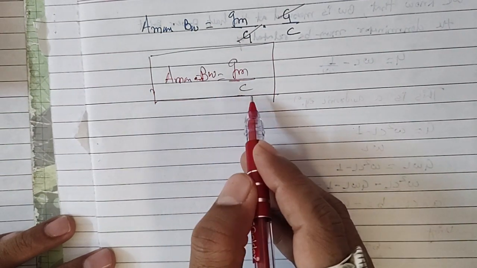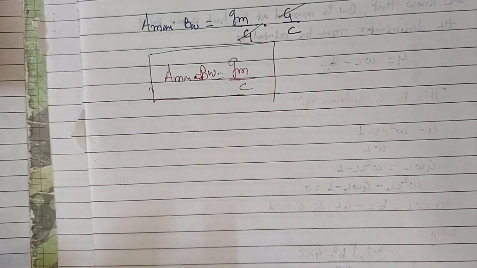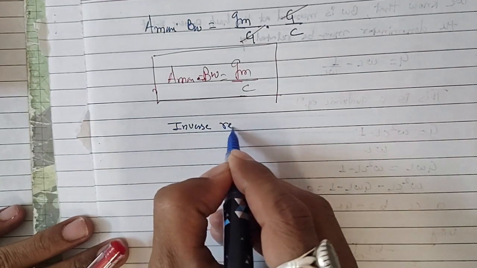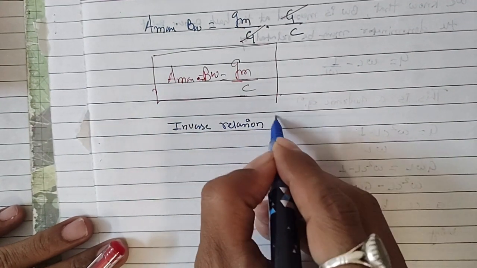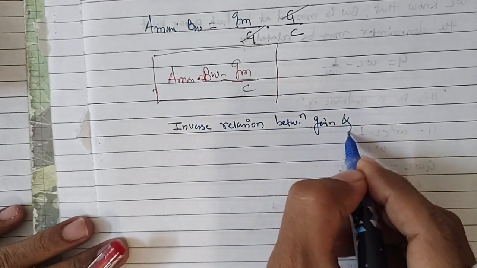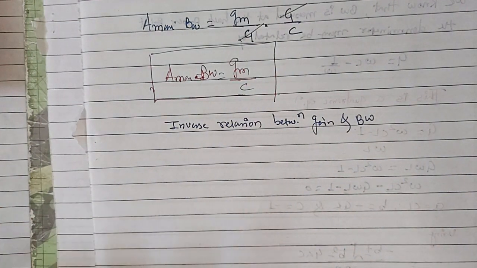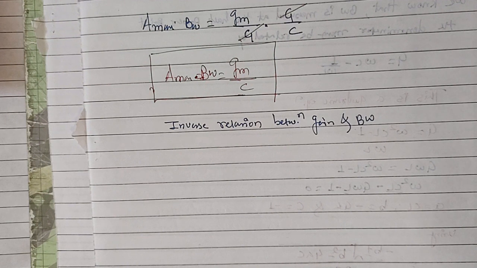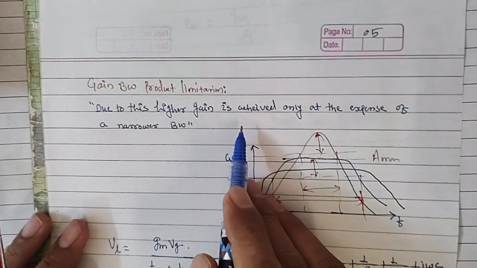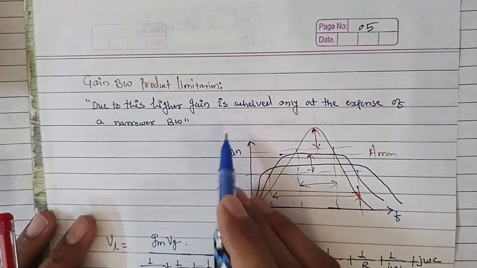So if you take bandwidth to the right side, we have an inverse relation between gain and bandwidth. So whenever we expect higher gain, we have to compromise for bandwidth, and if we want higher bandwidth, we have to compromise for gain. So due to this, higher gain is achieved only at the expense of a narrower bandwidth.